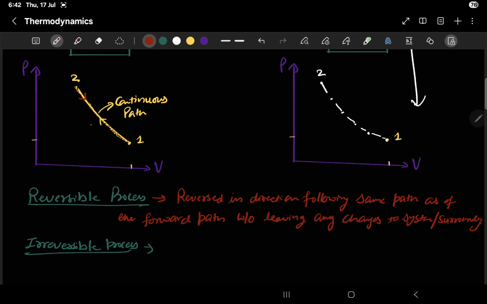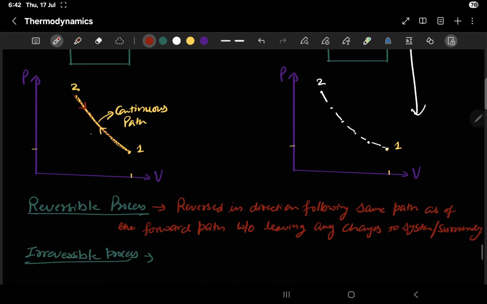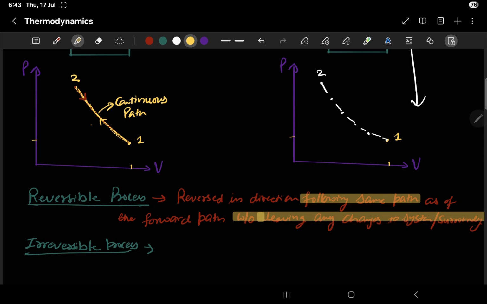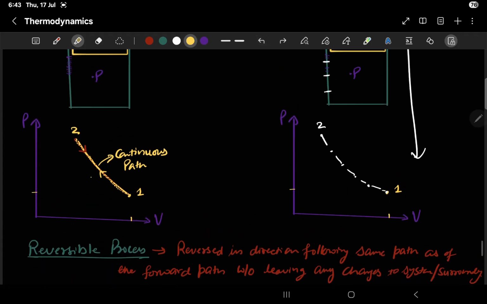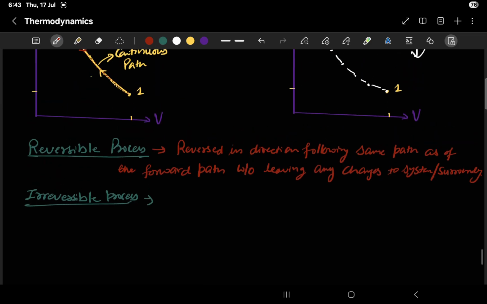Okay, so the first thing is moving from 2 to 1 on the same line. Let me highlight it here. So it follows the same path. And the second is that it leaves no change to the system and surroundings. So there shouldn't be any heat transfer, like this path from 2 to 1 shouldn't be achieved with the help of transferring heat to the system, or adding or removing work. Then it will be called a reversible process. Otherwise, if this is not happening, then it is irreversible.